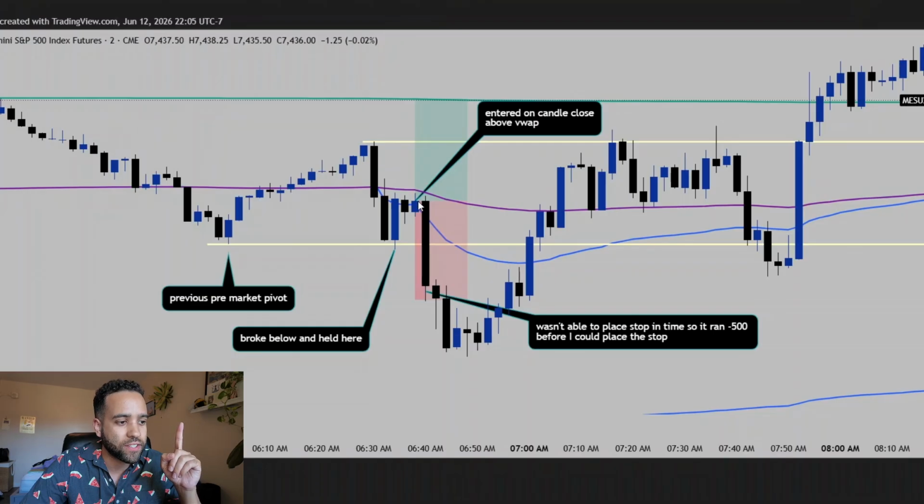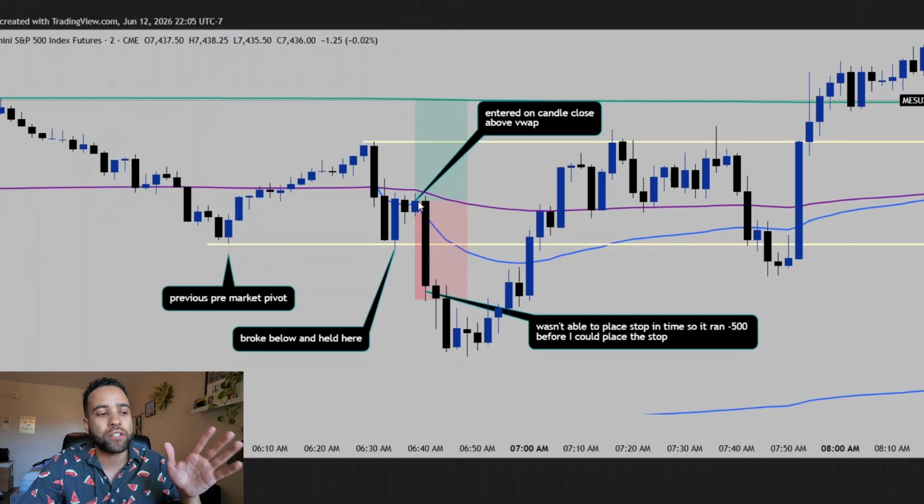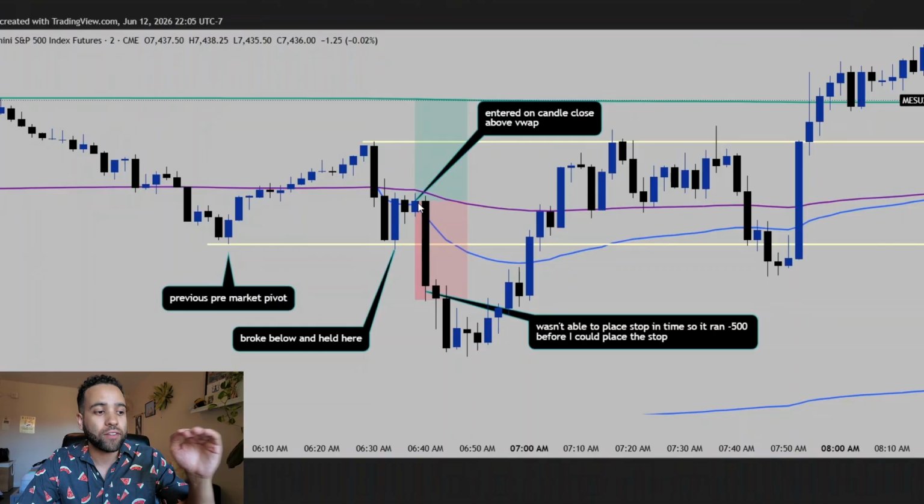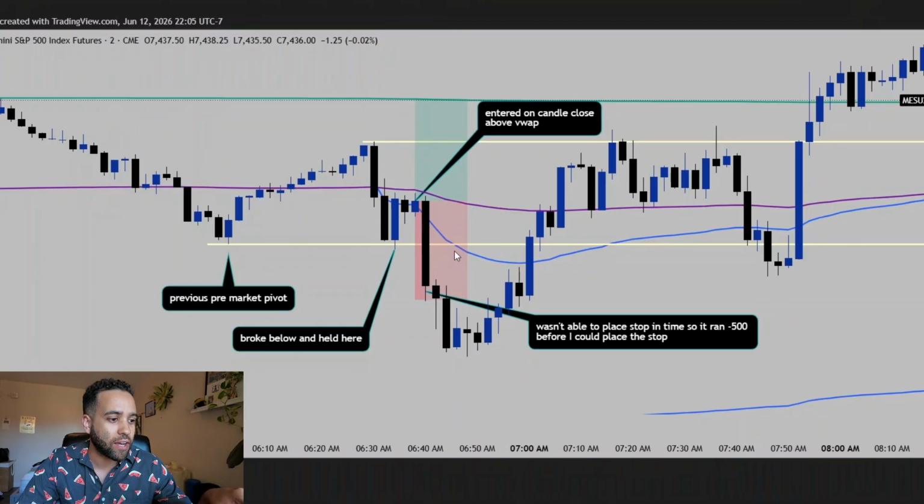I entered right on this candle closure, and usually what I do is I will market buy, like so, and then I'll immediately put my stop loss at where I want my stop loss at. But I did not do that. I market bought, and before I could even place my stop loss right here, it shot down.